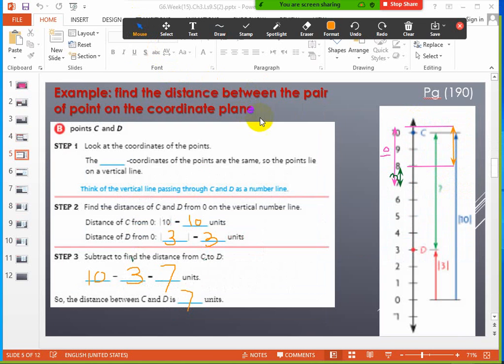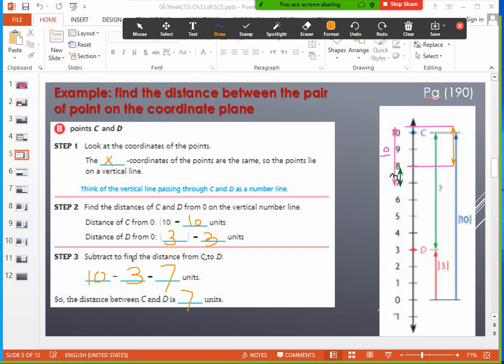The same X. This is the missing number. The missing word is: the X coordinates are the same. So the points lie on a vertical line. Okay, girls, so there is no rule. When I want to find the distance between 2 points, I have to locate the numbers on the coordinate plane and then find the distance between the points, the vertical or the horizontal distance.